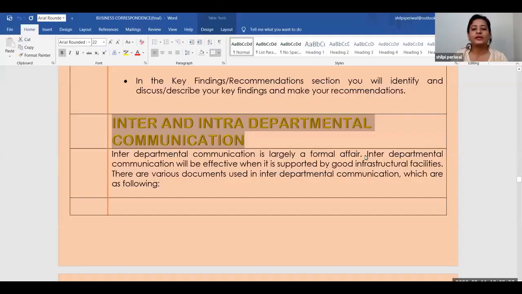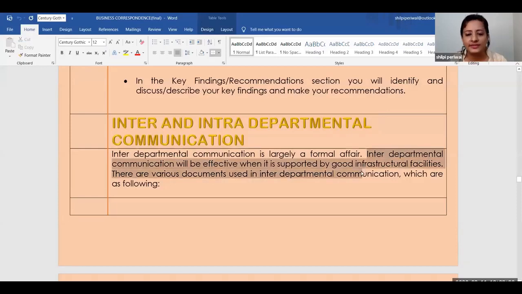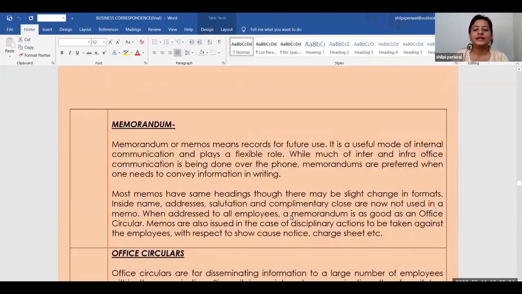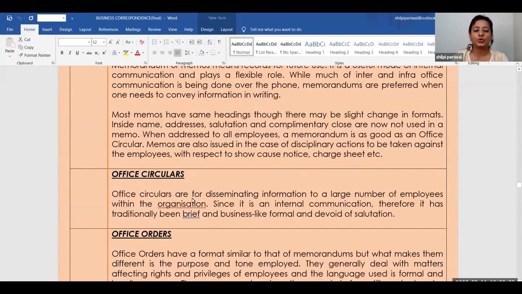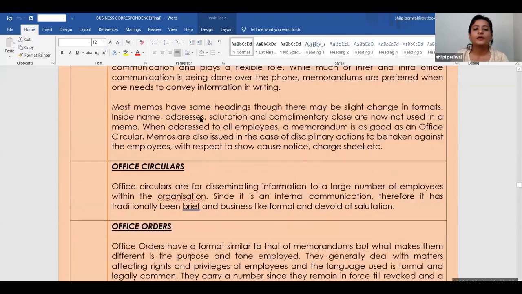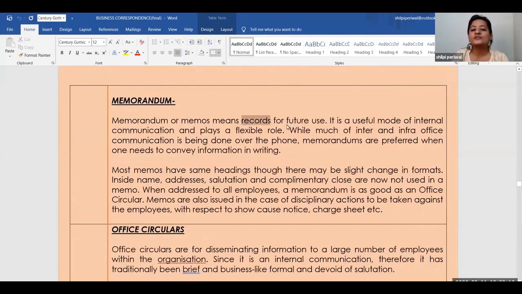Interdepartmental communication is largely a formal affair. Interdepartmental communication will be effective when it is supported by good infrastructure, facilities, etc. Okay. Now let's understand quickly what is memorandum, circular, order, and notes. Memorandum is records for future use. Please mark it, records for future use.